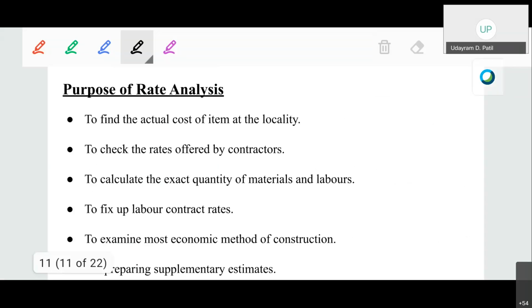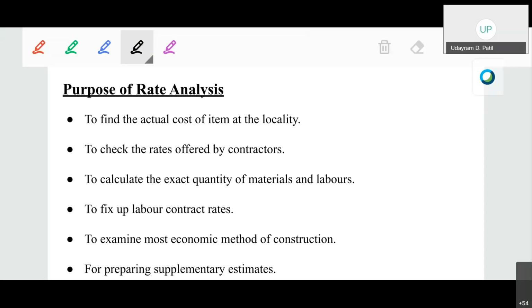Why do we prepare the rate analysis? Okay, so the first purpose is to find the actual cost of the item at the locality. Now remember that the unit cost of that particular item of the work is already given in the DSR, for all of the items of the work. समजा तुमचं brick work असेल, RCC work असेल, flooring असेल, plastering असेल, all of the unit costs of those items of the work are given in DSR.